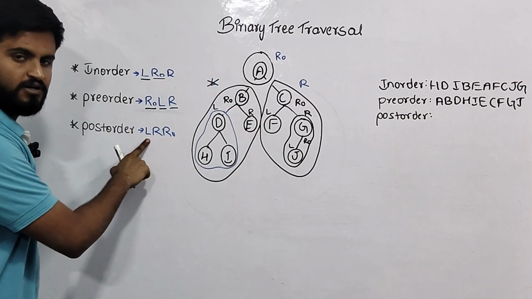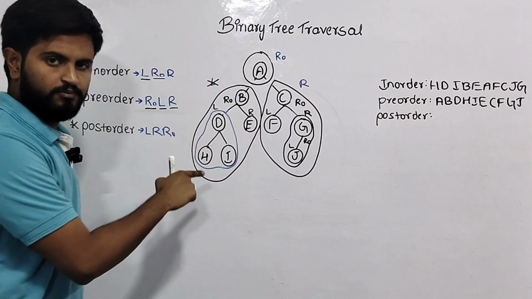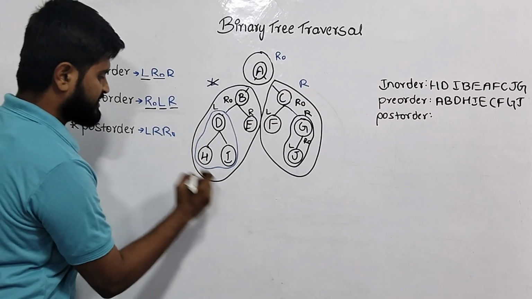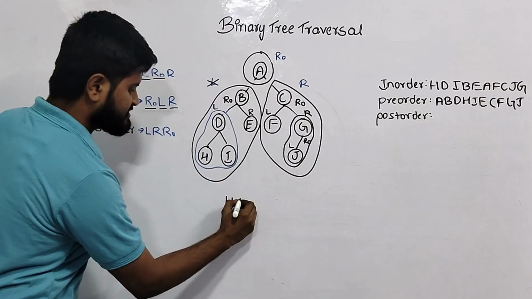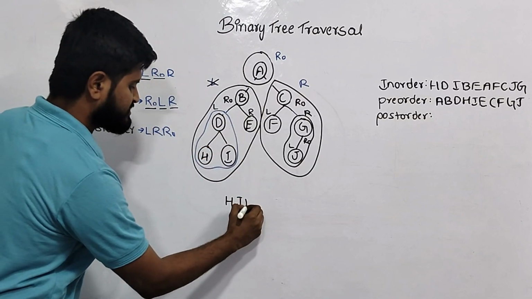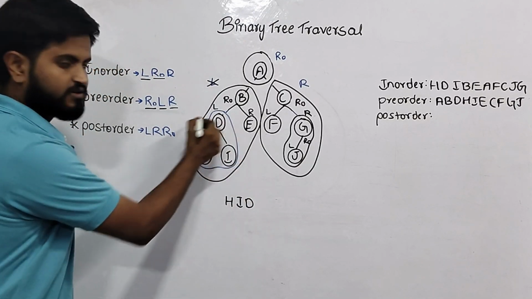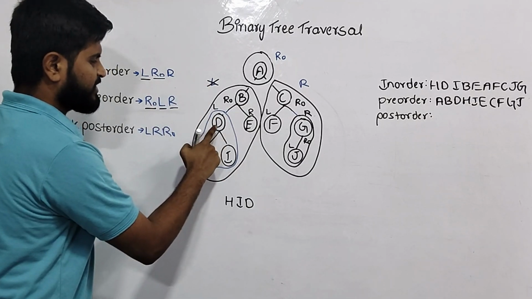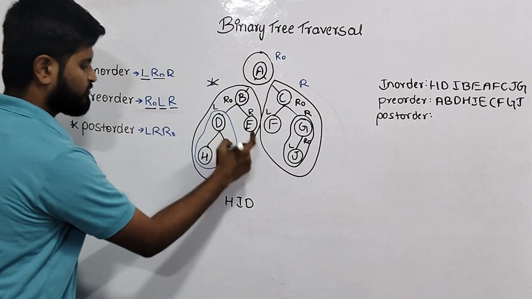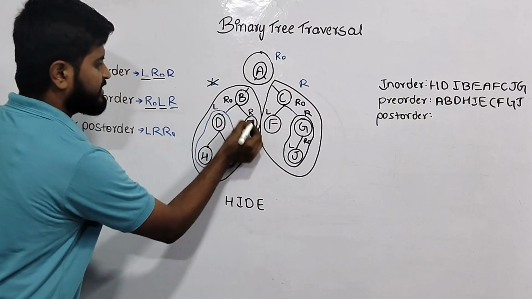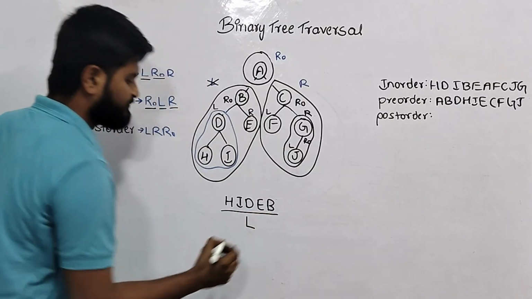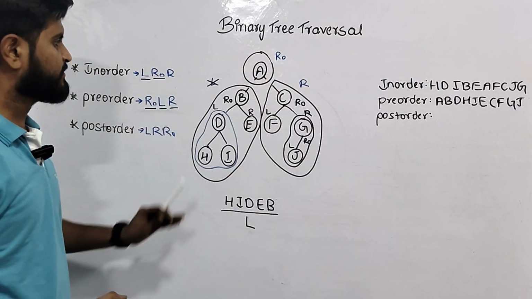First I must write left. So left is here but it is a separate subtree. Apply the left, right, root to that tree first. Left is H, right is I and root is D. Now the left subtree is completed. Let's write the right one. What is right? E. And its root is B. So now we have completed the left subtree of the complete binary tree.